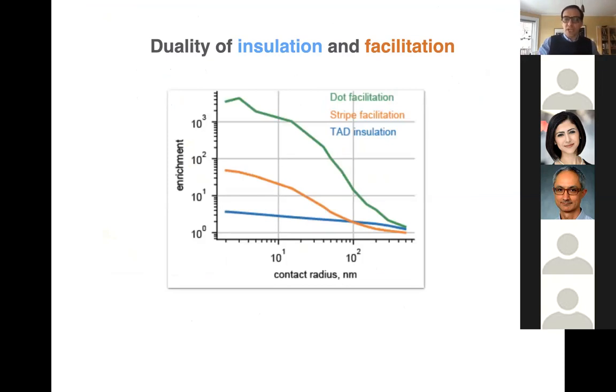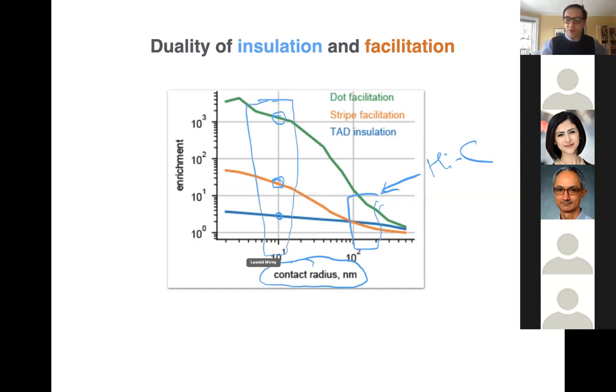So if you, for example, measure the strengths of insulation and facilitation as a function of the contact radius, for small contact radii, insulation doesn't really get much stronger, but facilitation at stripes or facilitation at dots is really, really large, particularly at large contact radii. So Hi-C is operating somewhere here. That's what we can see. That's a region where real molecular complexes might be forming. So things are much, much stronger there.